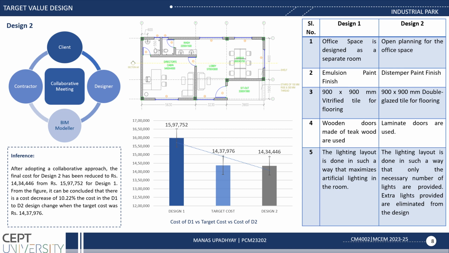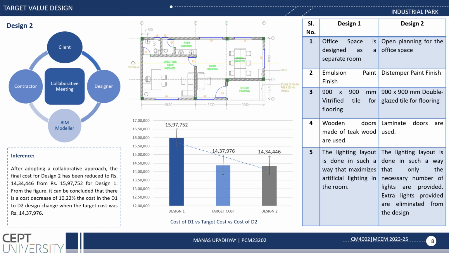In design one, office space is designed as a separate room. In design two, we have taken open planning for the office space and we have removed this internal wall. In the paint, we are using distemper paint, and the tile which we are using is glaze tiles. We have compared the doors also. In design one, we are taking wooden doors, and in design two, we are taking laminate doors.